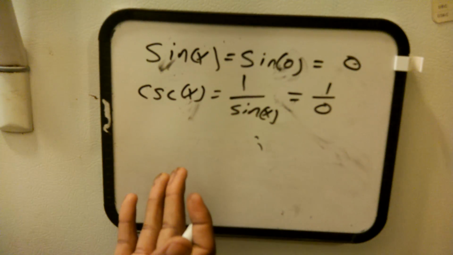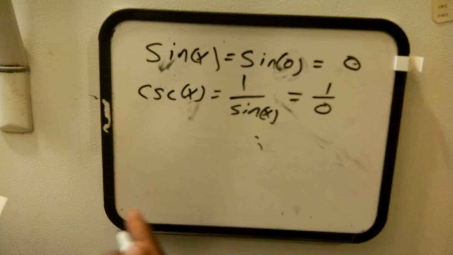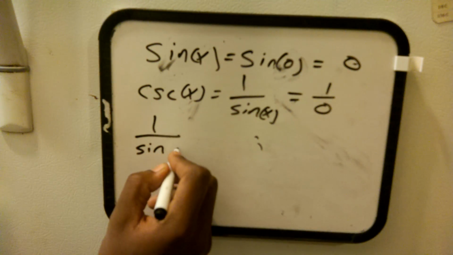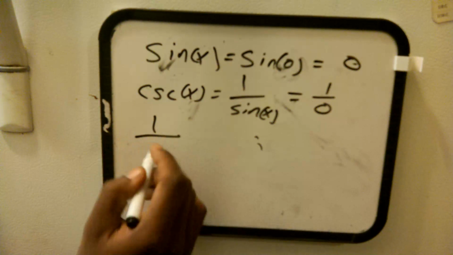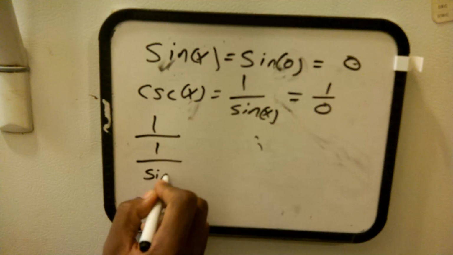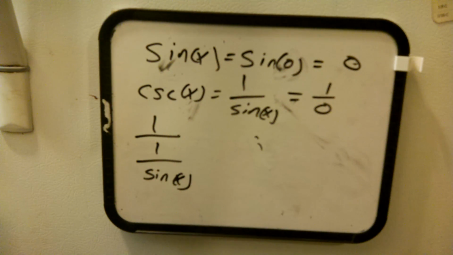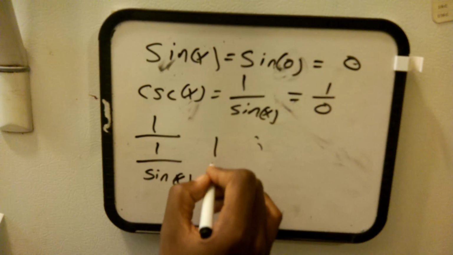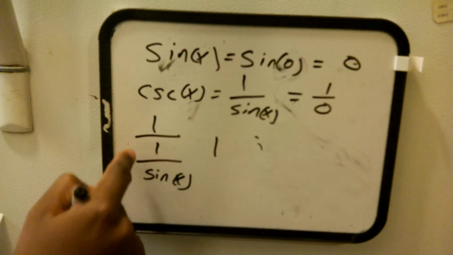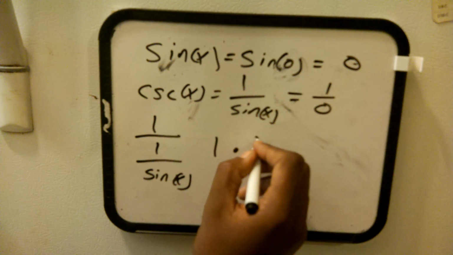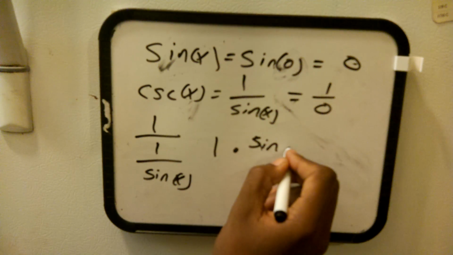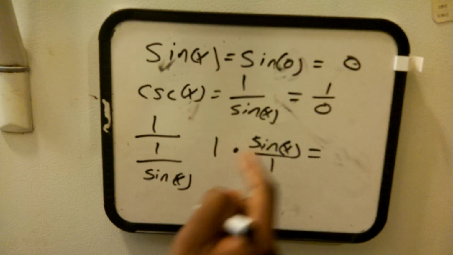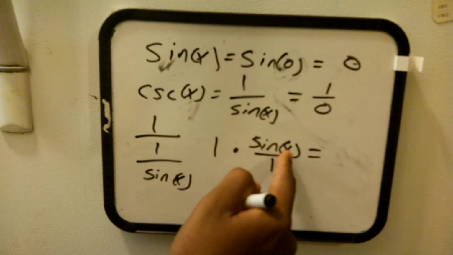But let's try it like this so we can see it clearly. Let's say 1 divided by 1 divided by sine of x. And we put the 0 here. What would we do? We'll take the 1 and invert it like we did the last time, flip it around, and that'd be sine of x over 1. And we multiply, and that would be sine of x.